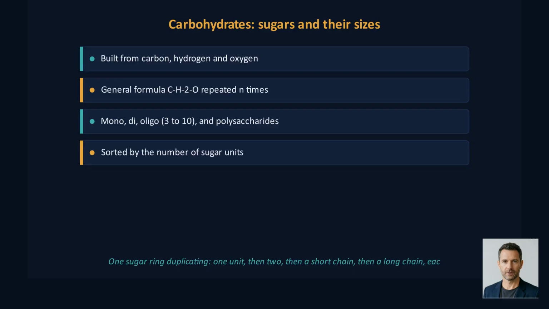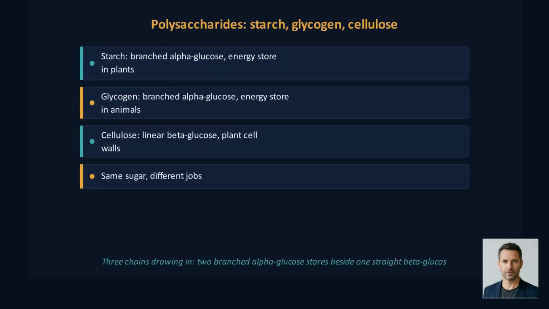So the entire family, from a single sweet molecule to a giant storage chain, is really the same building block counted out in different numbers. That single idea, small units repeated, is about to pay off. Let us meet 3 polysaccharides that show how much the same sugar can do.